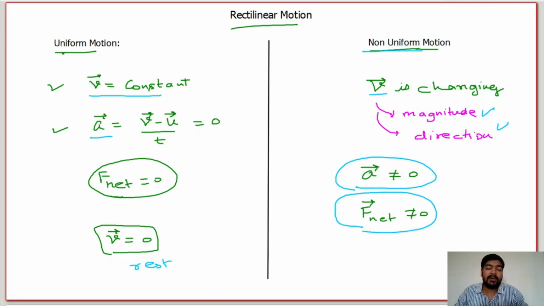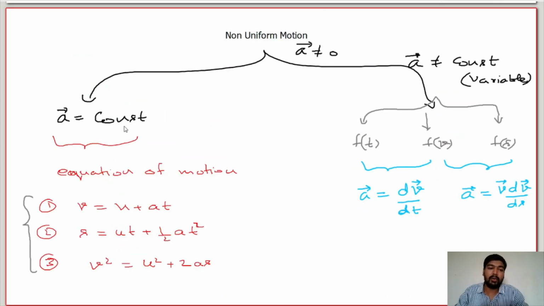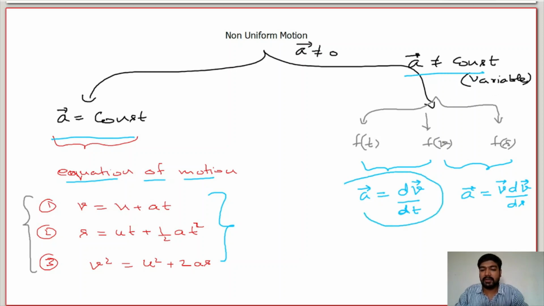So further we have classified the non-uniform motion, first is constant acceleration. If the body is moving with constant acceleration, then we can apply the equations of motion on it. These three equations can be applied on the body according to what the question says. Then if the body has a non-uniform acceleration, that means acceleration is varying, then we can apply these two equations for solving the question.